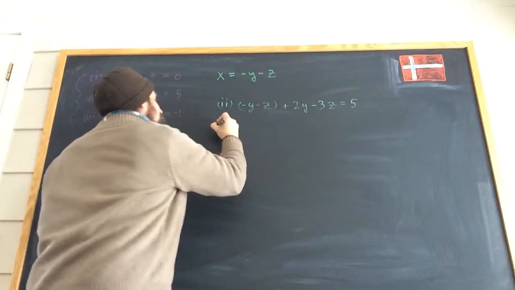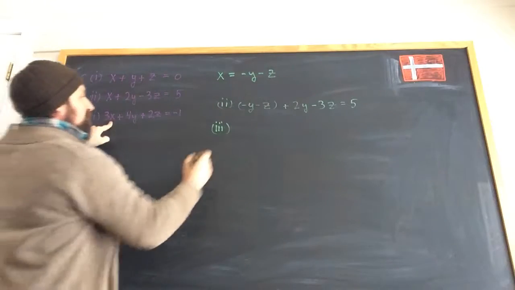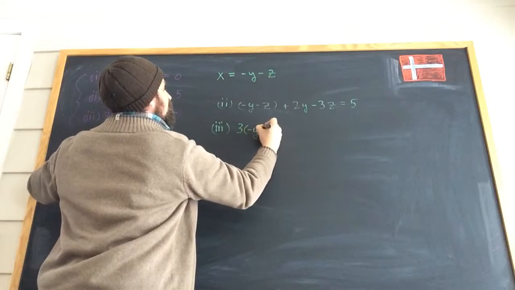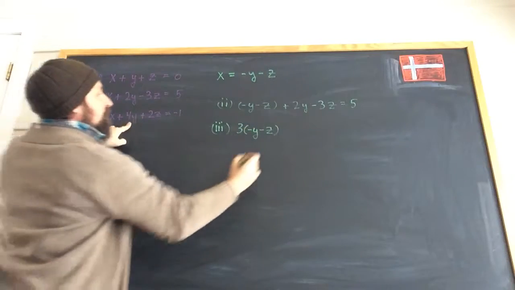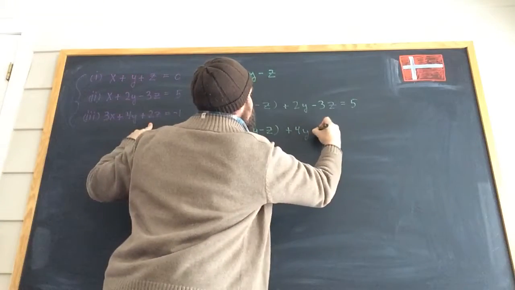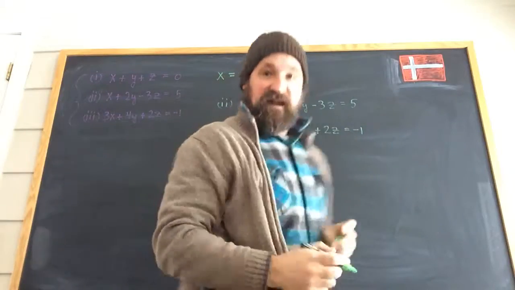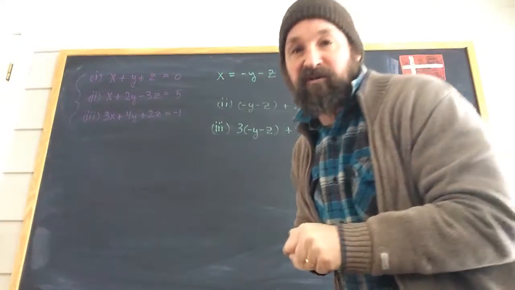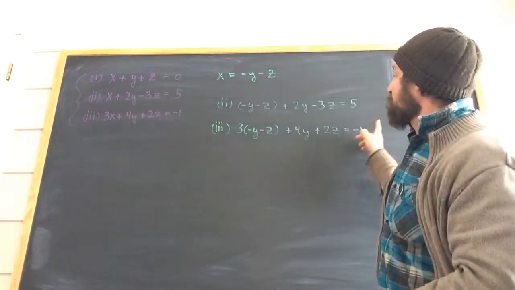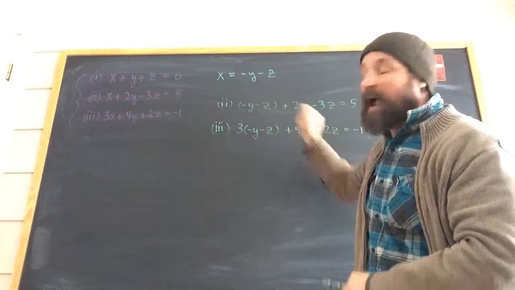And now I'll take this expression for x and I'll plug it back into equation 3 in place of x. And when I do that, equation 3 becomes 3 times x, but x is minus y minus z, plus 4y plus 2z is equal to negative 1. And now I've accomplished what I wanted to. I took a 3x3 linear system and I've reduced it now to a 2x2. Two equations and two unknowns, the variables y and z.